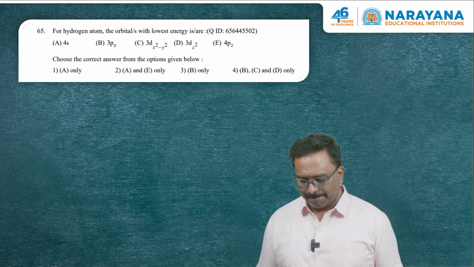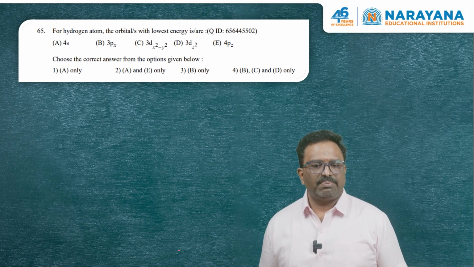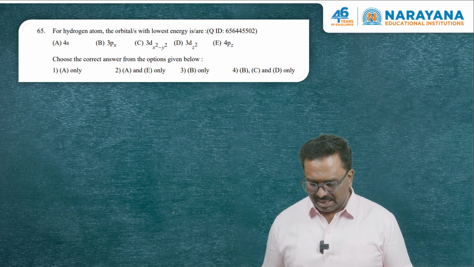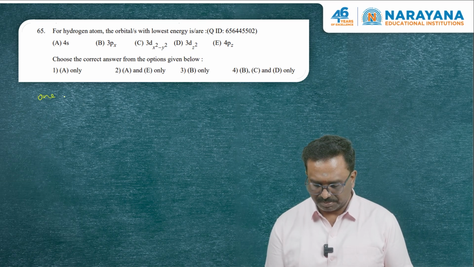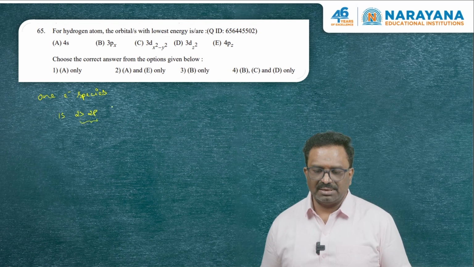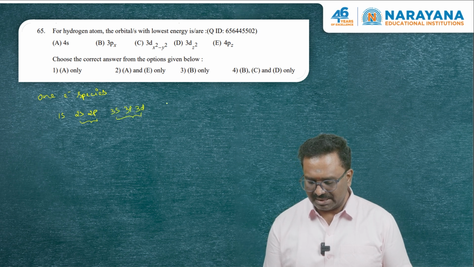Let me see the next one. For hydrogen atom, the orbital with the lowest energy is R. 4s, 3px, 3dx square minus y square, 3dz square, 4pz. Choose the correct answer from the options given below. Actually, in one electron species, that means single electron species, all the orbitals in a given orbit have equal energy. These are in an energy level. So here these have equal energy.